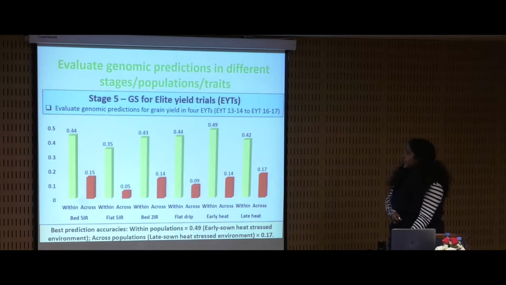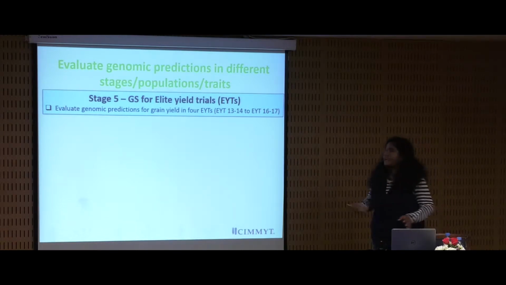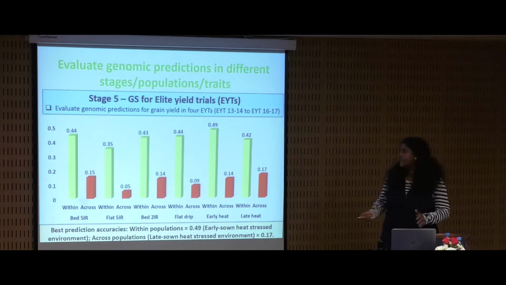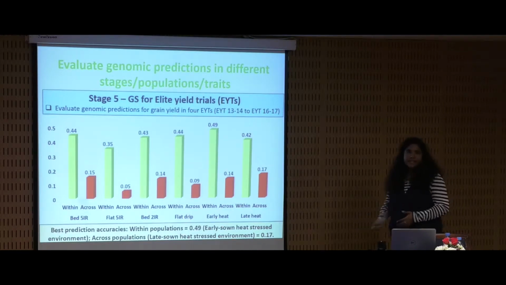So we did this, and the next thing that we also tested was genomic selection in the second year yield testing stage. That's what we called an elite yield testing stage. And here we have 6 different environments at Summit. So this is a bed 5 irrigation, which is optimum irrigation, and this is flat 5 irrigation, which is the same but in a flat planting system. And you have 2 irrigations, drip irrigation, early heat, and late heat. So these are the 6 different environments that Summit evaluates these lines for.